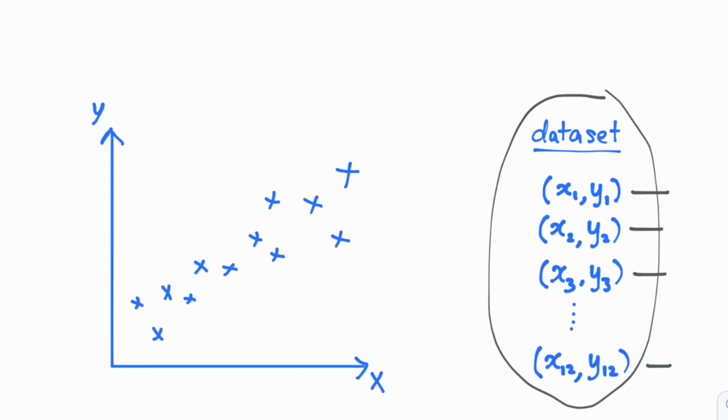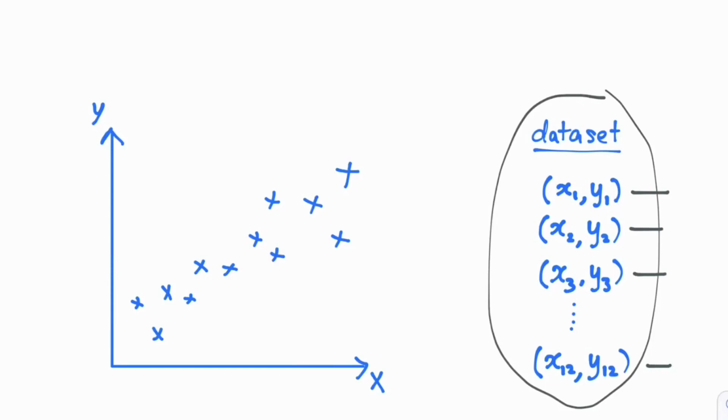And one way to see that is by drawing a scatter plot like what I have on the left. And the scatter plot might indicate that there could be a relationship between X and Y. And in the picture I've drawn, it seems like there could be a linear relationship between X and Y.